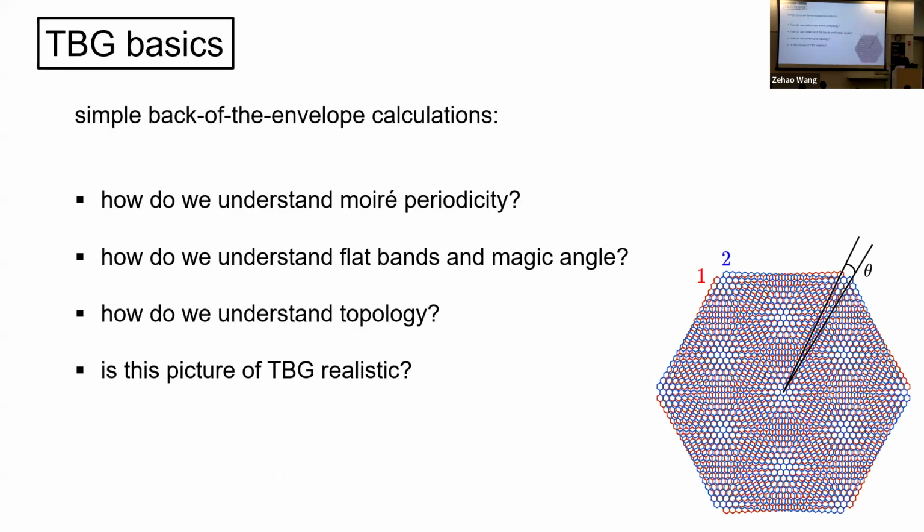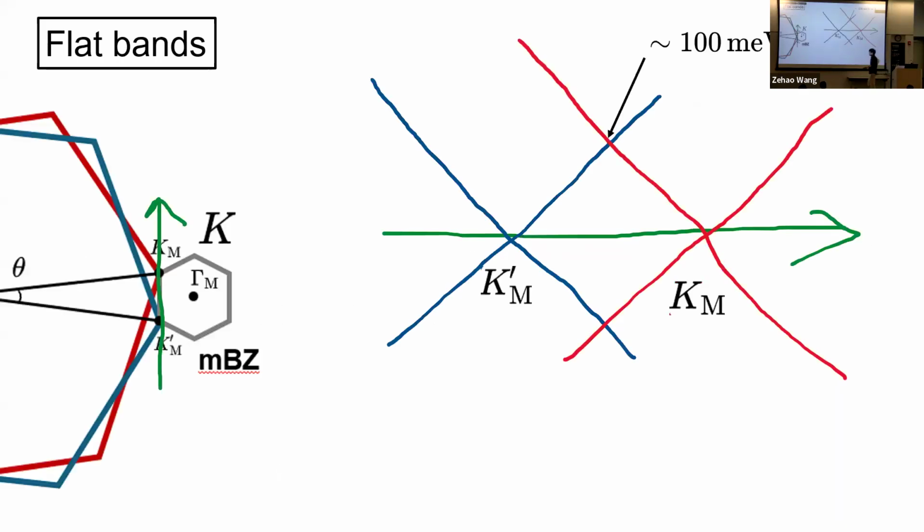Good, so I've told you about how we can understand the moiré periodicity. How do we then understand the notion of flat bands and a magic angle? Clearly the moiré band structure has to descend in some way from the Dirac points of graphene. So let's consider a one-dimensional momentum cut, this green line, which cuts through the Dirac points. Let me first consider the limit where the layers are decoupled, where they don't talk to each other. In this case, I can draw the energy spectrum as a function of momentum along this cut. It's just the Dirac points of the two layers, and these Dirac points will clearly intersect, as you can see here and here.